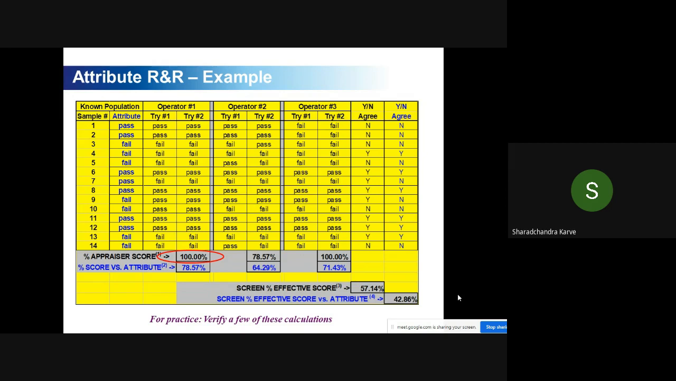So ideally, the try 1 and try 2 of an operator should match. On your screen, try 1 and try 2 of operator 1 is 100%. That means he is repeatable. If you look at operator 2, try 1 and try 2 are not matching. It is matching only 78%. Means there is a problem with operator 2's understanding. And if you look at operator 3, it is matching 100%, so it is repeatable. But if you look at operators 1, 2, 3, six-way matching, it is not matching. It is matching only 57%. That means they are not reproducible.